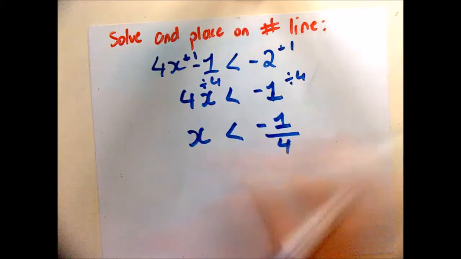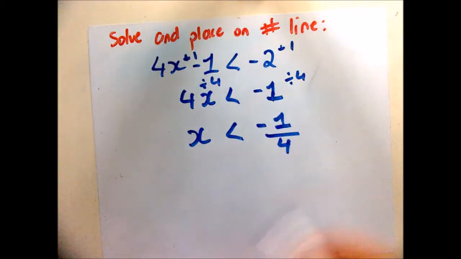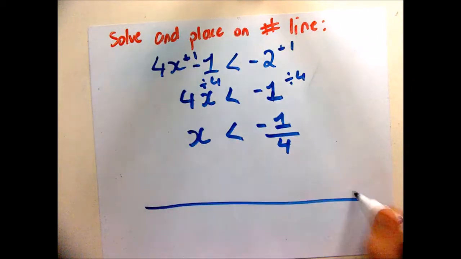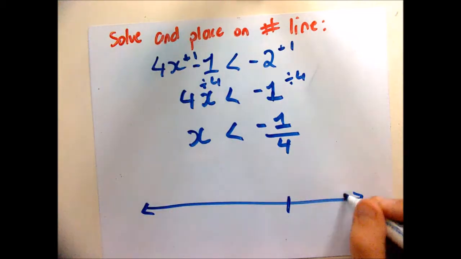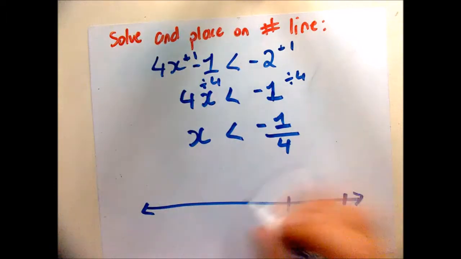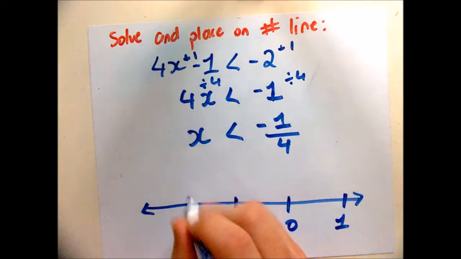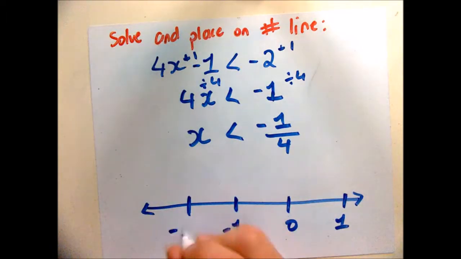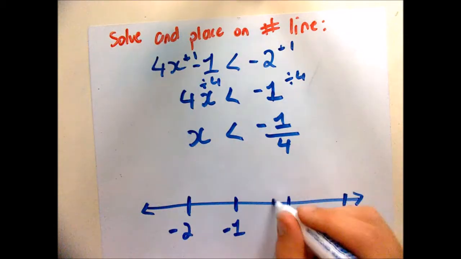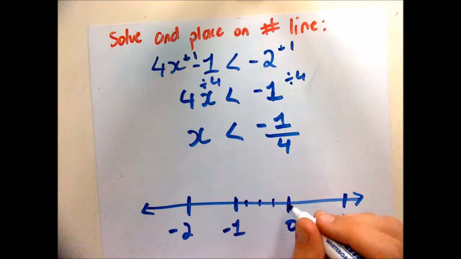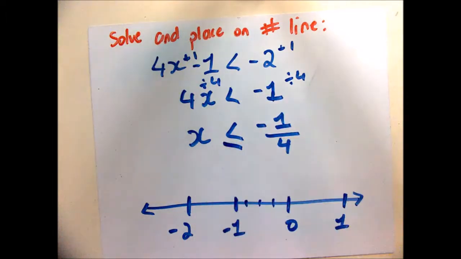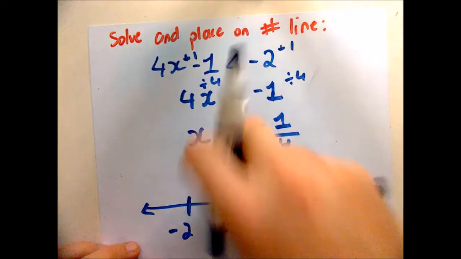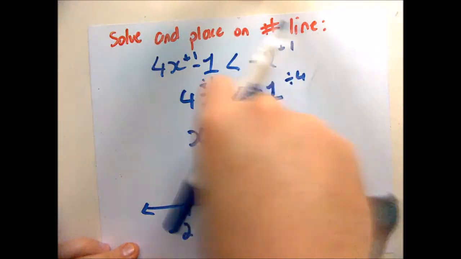So now I have my little statement of inequality. So I'm going to draw a number line here. I'm going to go 0 and 1, and that'll be -1, -2 down here. Now it says -1/4, so I'm going to go 1, 2, 3. So I've got -1/4. Now you notice I don't have an underscore here, so I'm not making that inclusive.